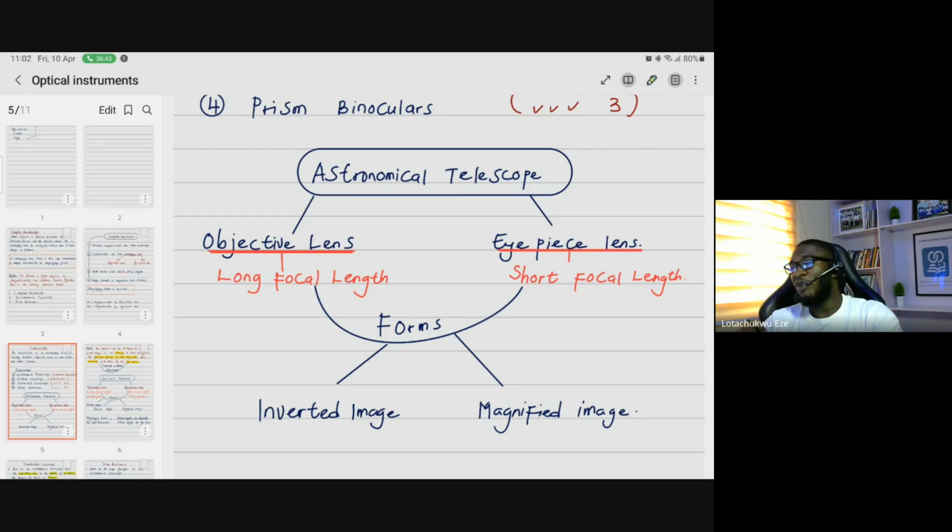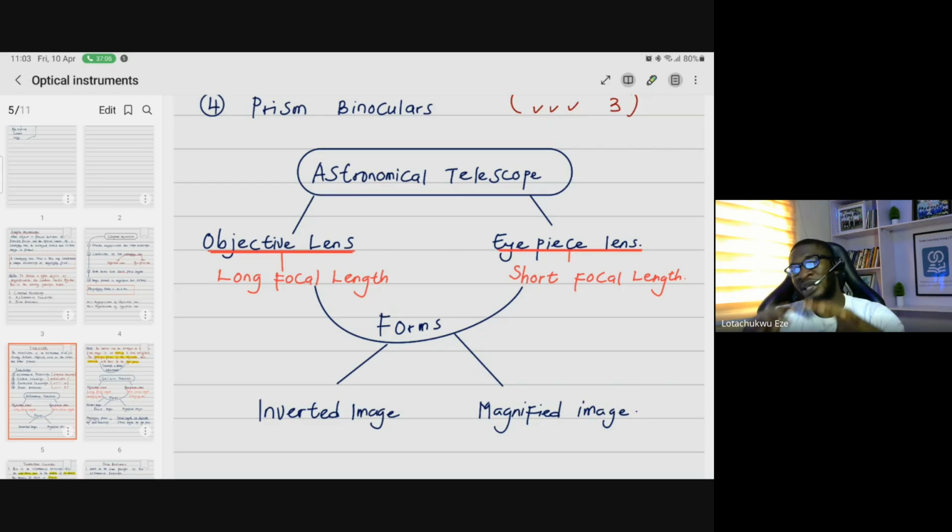But for the astronomical telescope, which is the simplest telescope we have, the objective lens is a converging lens with a long focal length, while the eyepiece lens has a short focal length. Both of them are actually converging lenses.